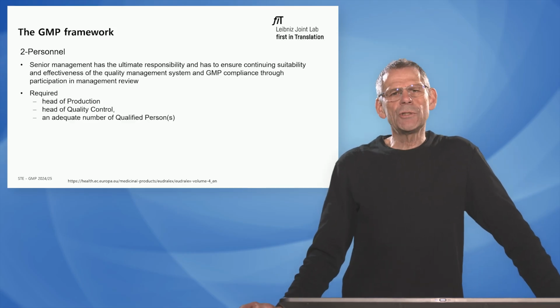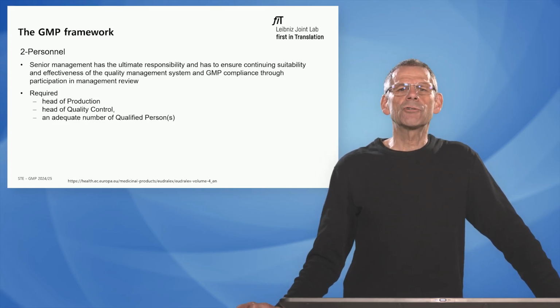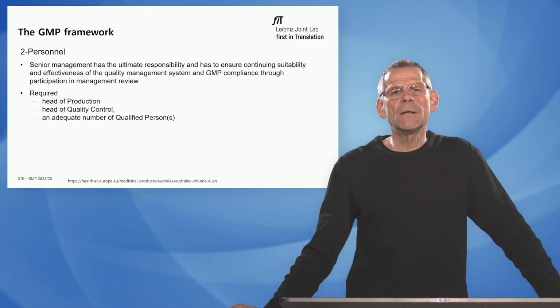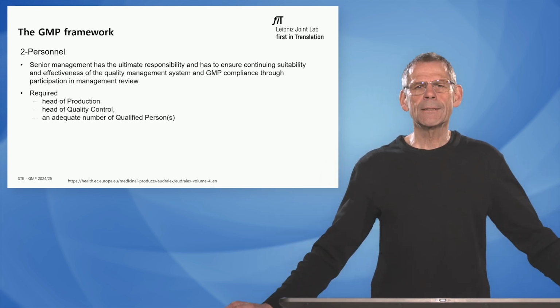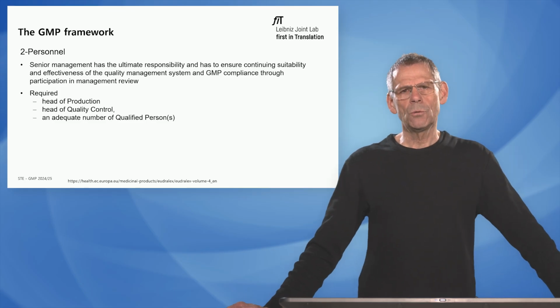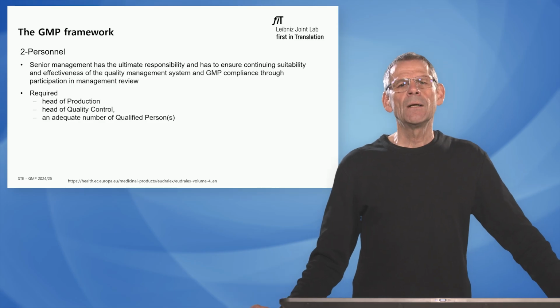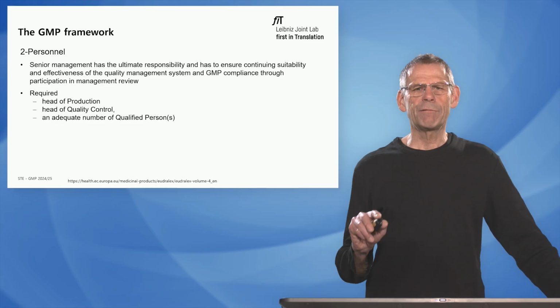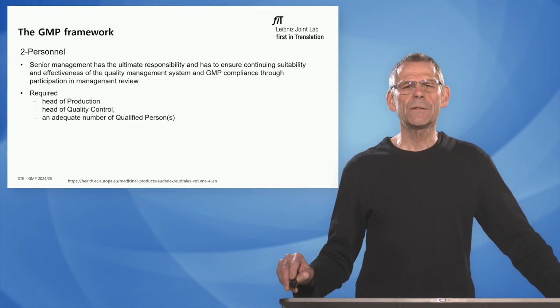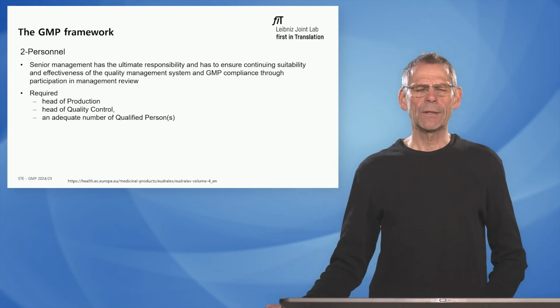It requires at least 3 independent people. It's the head of the production, it's the head of the quality control, and finally there needs to be an adequate number of what we call qualified persons. These are experienced people on a certain product who are able to release the product according to the specification and the intended use, and also support that the manufacturing was done under GMP and that the quality of this specific batch of the product is according to all the required specification.